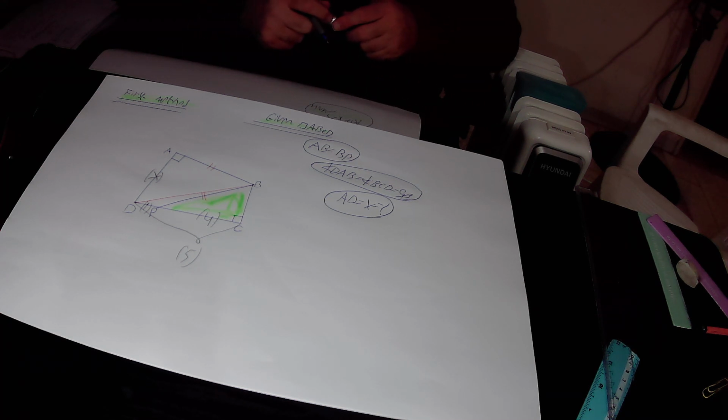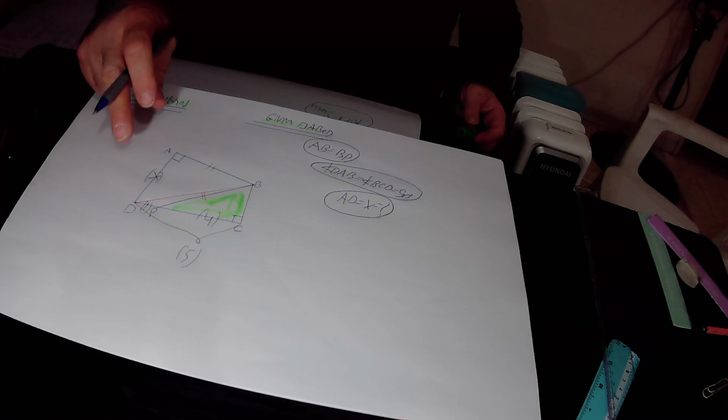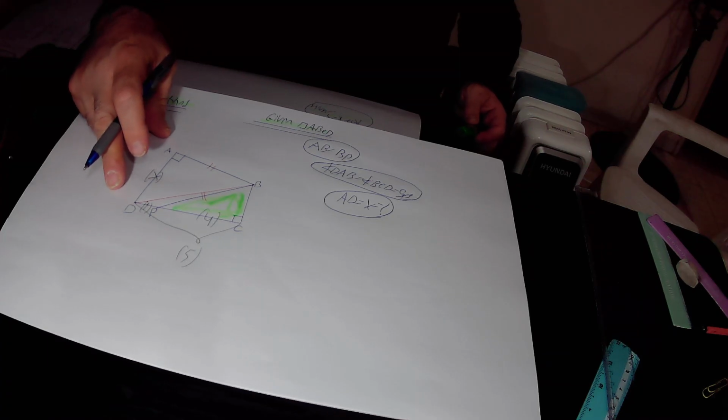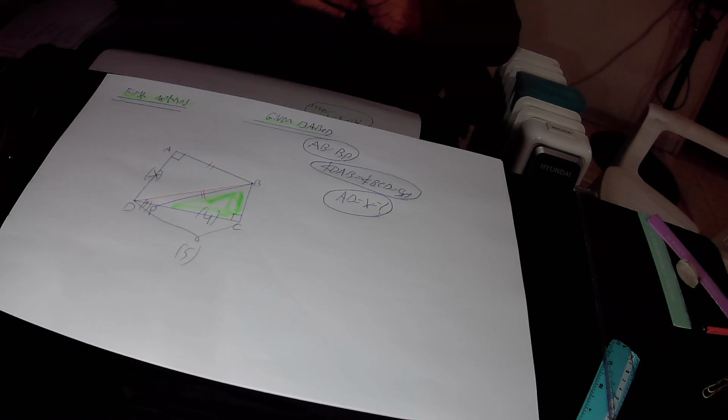In the next step, I present to you how to find the length of this side AD equals X according to the second method.